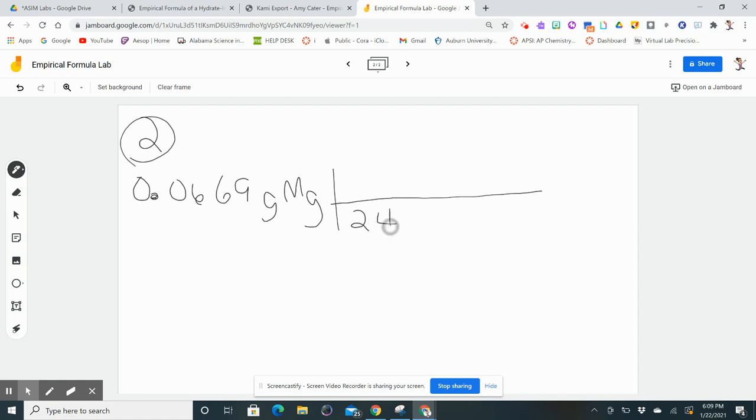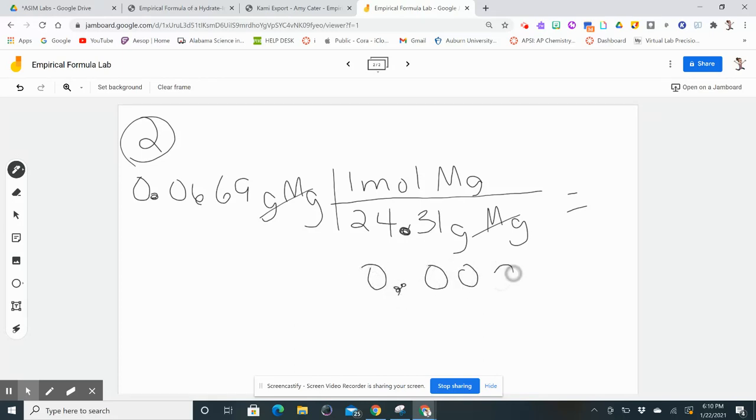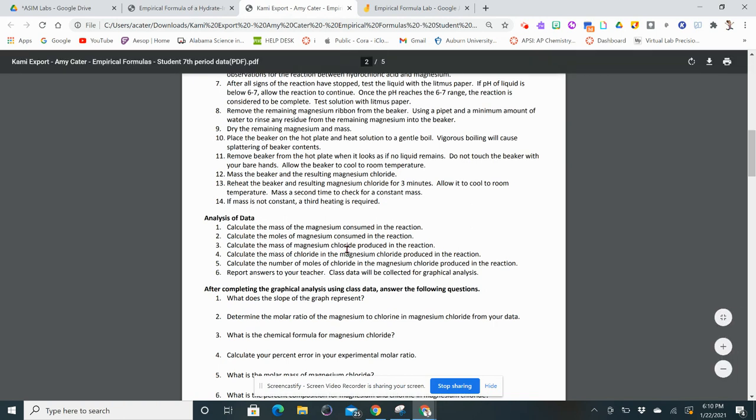Magnesium's atomic mass is 24.31 grams. That's supposed to be a decimal point. And that's in 1 mole of magnesium. So my grams are going to cancel, and that will give me 0.00275 moles of magnesium. I get that just by multiplying the top, so 0.0669 times 1 divided by 24.31. Okay, that is calculation number 2. Calculation number 3, find the mass of magnesium chloride produced in the reaction.